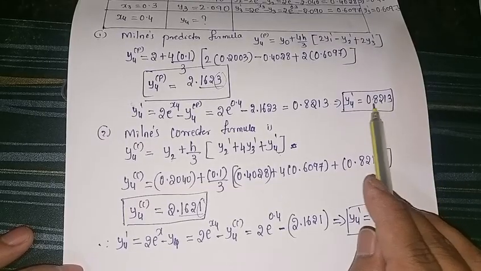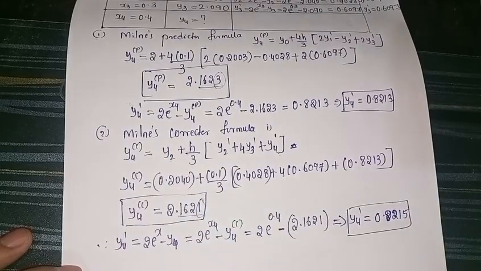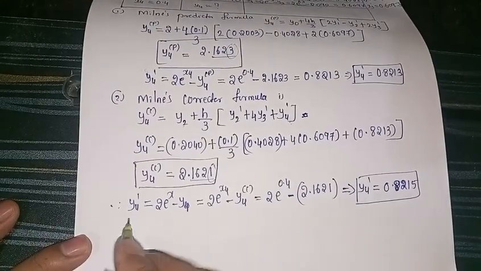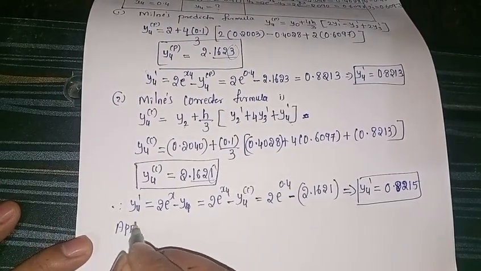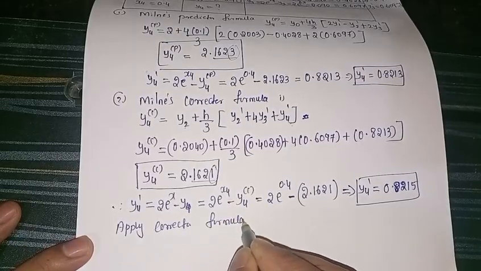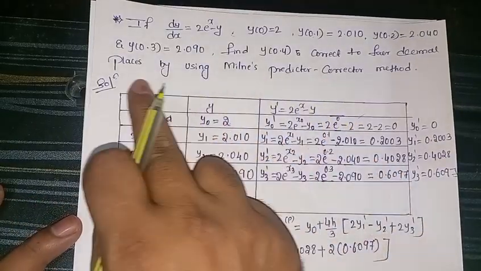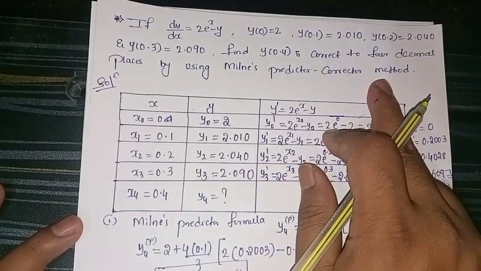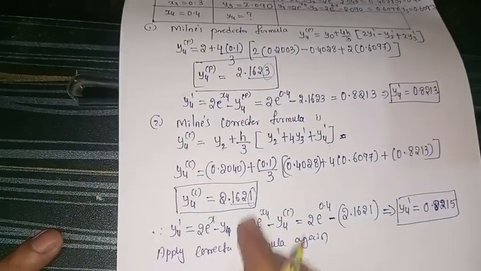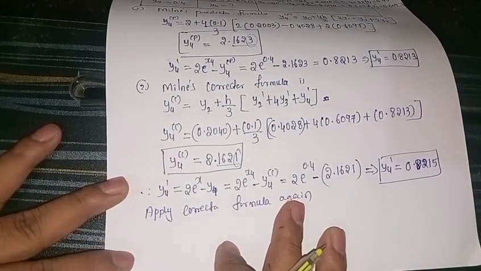Earlier the y4 dash is 0.8213, it is 0.81. Means only at the 4th decimal there is a very slight deviation. Therefore, we have to operate the corrector formula one more time. So, apply corrector formula again. Means in the question also they have mentioned we have to use the corrector formula twice or till the fourth decimal consistency. So here the first two decimals are not same. So that's why we are proceeding for the next iteration.